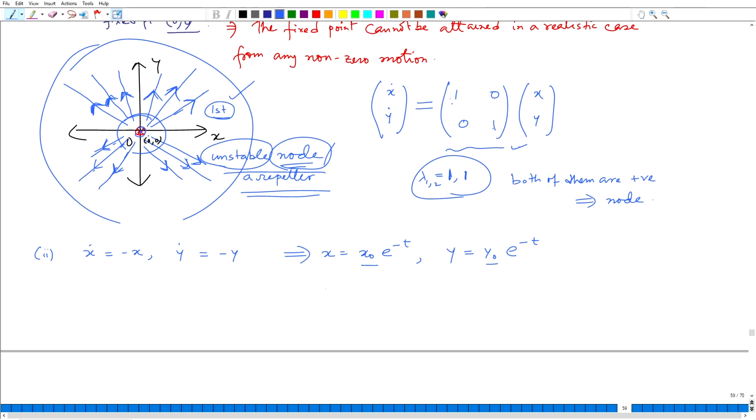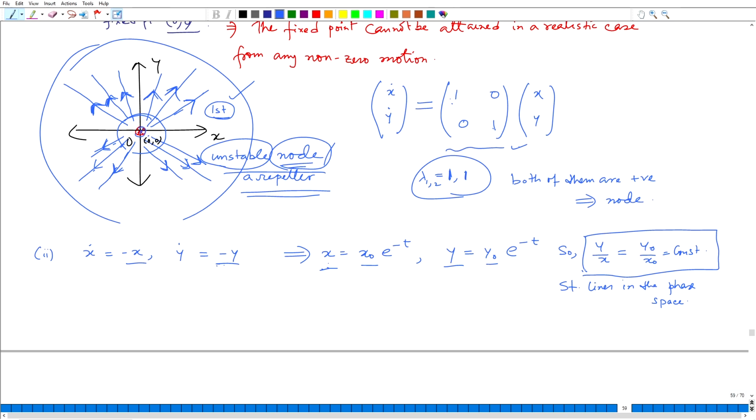So, again if you now do y by x, it is equal to y 0 by x 0, which is a constant. So, again you will have straight lines in the phase space, straight lines with respect to the fixed point. But what is the fixed point? Right from the beginning you have to understand the fixed point is actually 0 0. So, you see that when you calculate the phase space trajectories, this is not necessarily in the neighborhood of the fixed point.